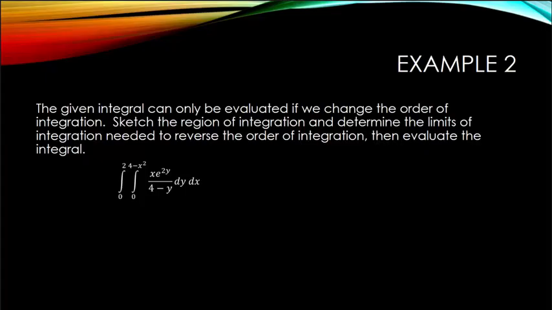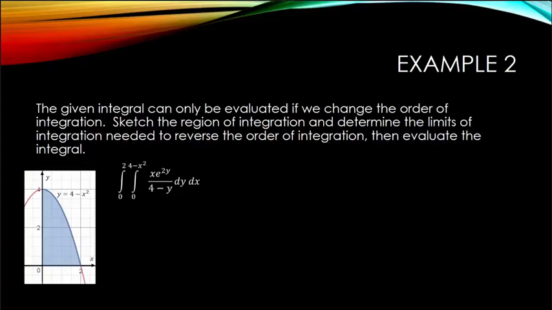The integral I'm given is the integral from 0 to 2 of the integral from 0 to 4 minus x squared of x times e to the 2y divided by the quantity 4 minus y dy dx. I'm going to sketch my region of integration. I have a downward opening parabola that's described by y is equal to 4 minus x squared. My region is bounded on the left by the y-axis and at the bottom by the x-axis. My parabolic curve intersects the y-axis at (0, 4) and intersects the x-axis at (2, 0).